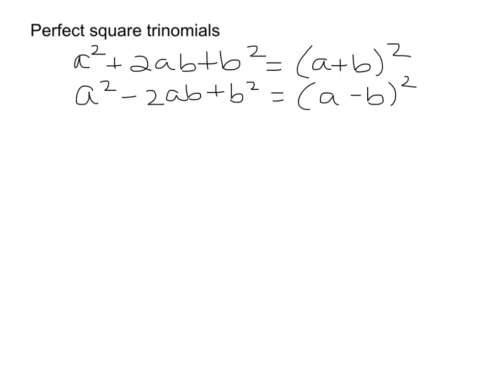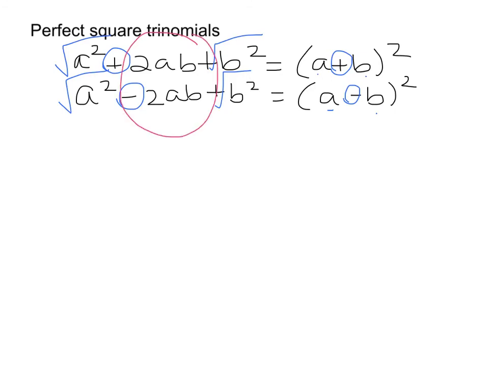So this is easier than you think. You're going to take the square root of the first term, which gives you your a over here, and then you're going to take the square root of the last term, which gives you your b over here. Whatever sign is in the middle is the sign that goes in between your a and your b, and you put parentheses around it and you square it. The only thing you need to take into consideration is to make sure that the middle is actually 2 times the square root of the first term times the square root of the last term, okay? Otherwise, it's not going to be a perfect square trinomial.